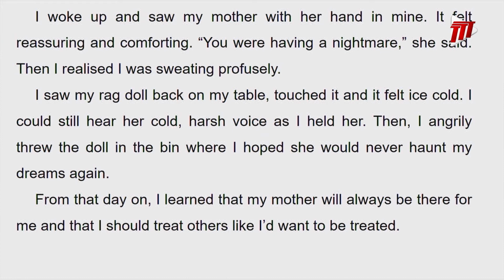"You were having a nightmare," she said. Then I realized I was sweating profusely. I saw my rag doll back on my table, touched it, and it felt ice cold. I could still hear her cold, harsh voice as I held her. Then I angrily threw the doll in the bin, where I hoped she would never haunt my dreams again. From that day on, I learned that my mother will always be there for me and that I should treat others like I'd want to be treated.